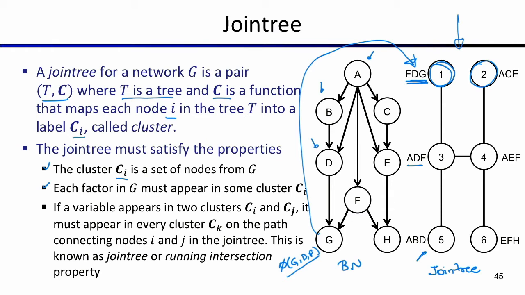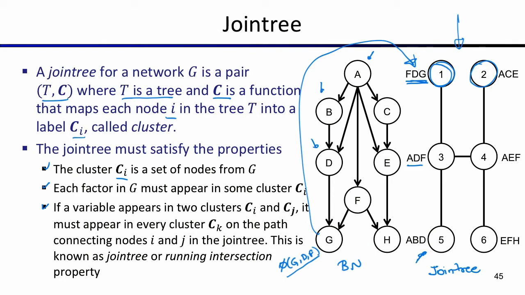One that mentions D, B, and A also fits here in node 5, and so on. Well, we have to find a place for every factor that we have. And the last property is this one here. It says that if a variable appears in two clusters, Ci and Cj, it must appear in every cluster Ck on the path connecting i and j.